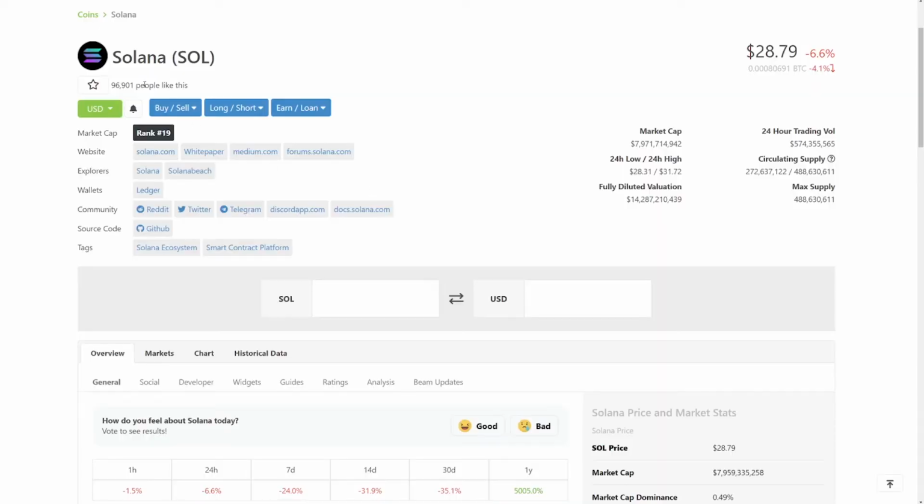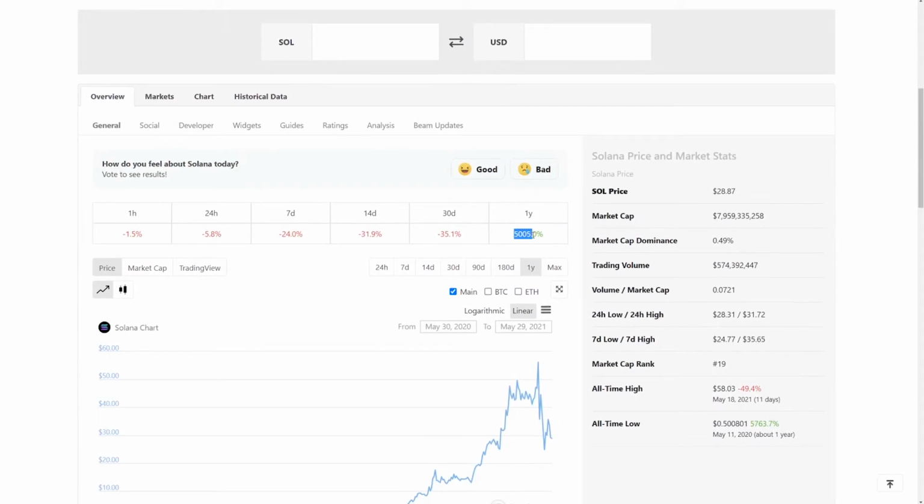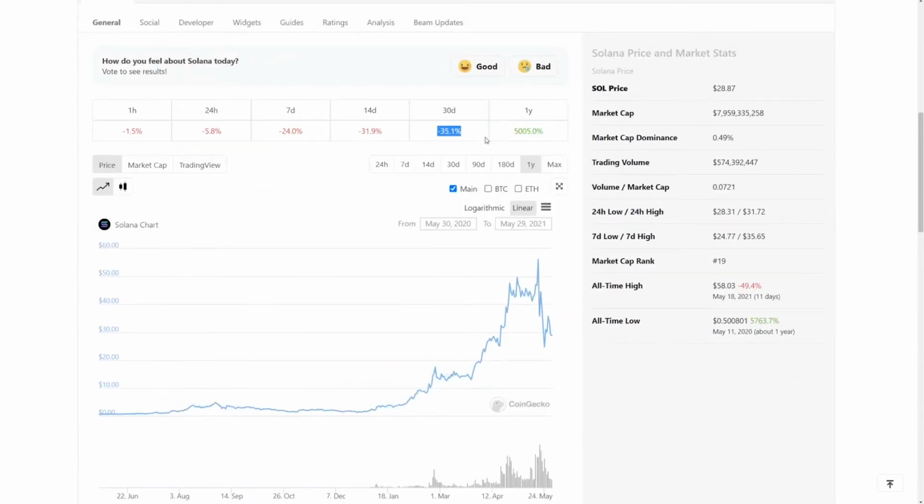And that brings us towards the tokenomics, where we can see that on the CoinGecko it is ranked as number 19 by the market cap of just shy of 8 billion US dollars, with a circulating supply of almost 300 million tokens, with the maximum supply of just under 500 million. And we can also see quite the massive gains of over 5,000% in the past year. However, there has been some drop-offs lately.